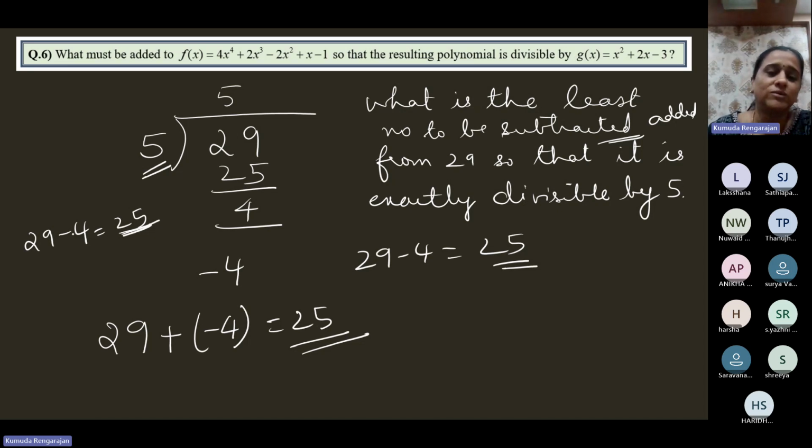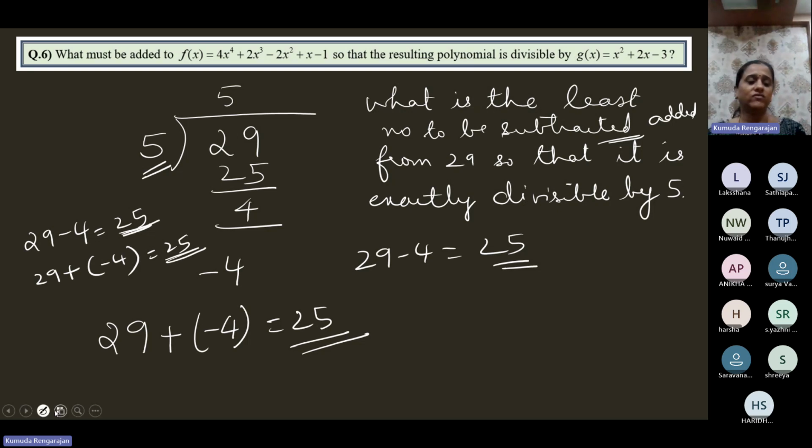Same question, what is the number to be added? 29 plus, add the negative of the remainder. What is the remainder? 4. Add the negative of the remainder. Minus 4. Add minus 4. What is to be subtracted? The remainder itself. What is to be added? Add the negative of the remainder. So what is 29 plus the negative of the remainder, minus 4? 25. And now 25 is exactly divisible by 5.